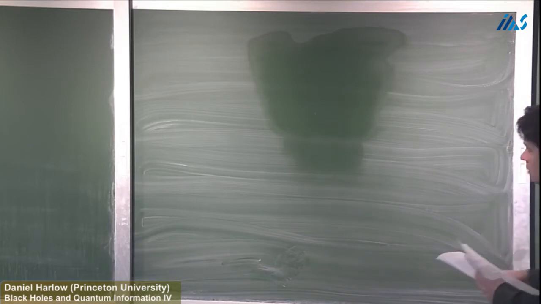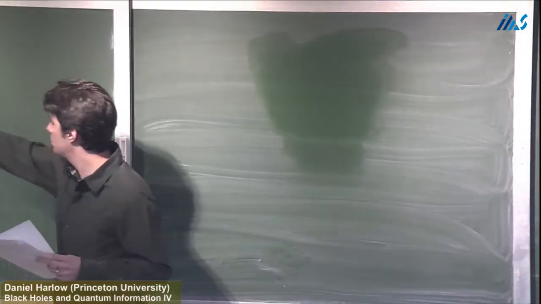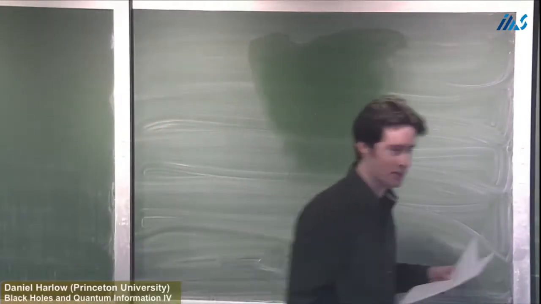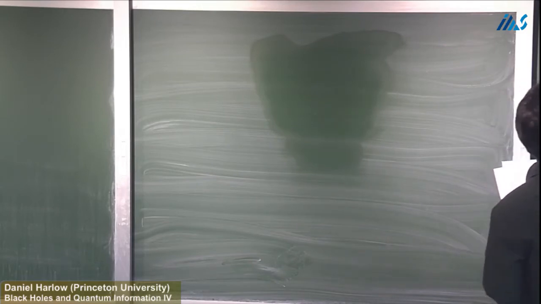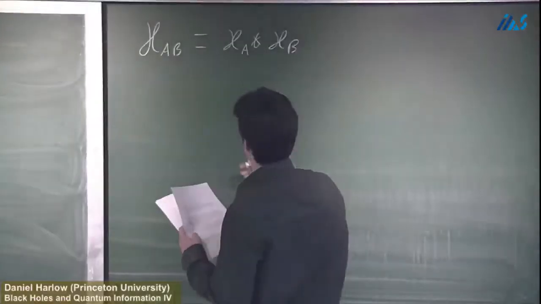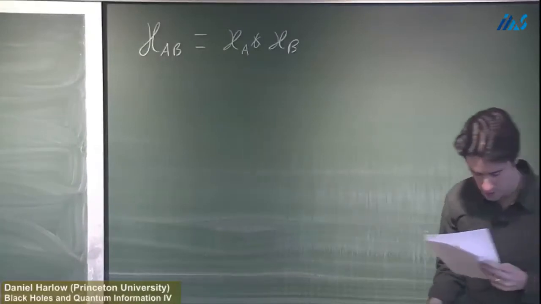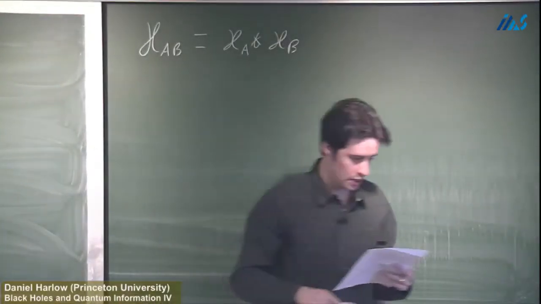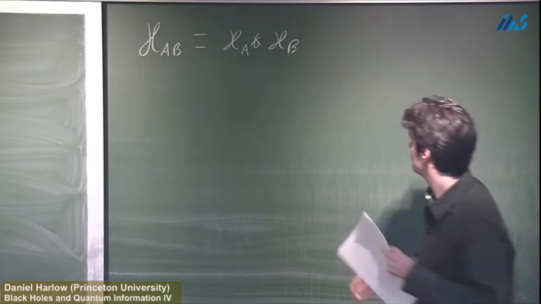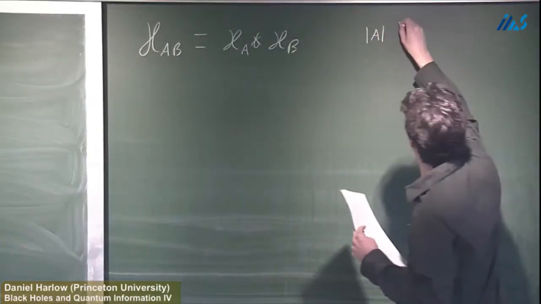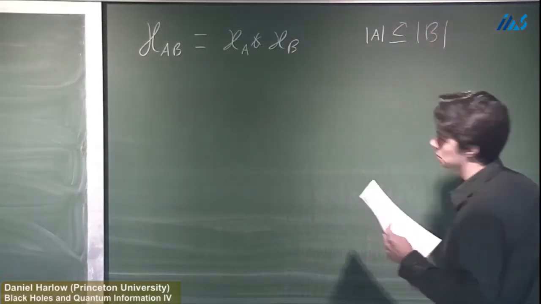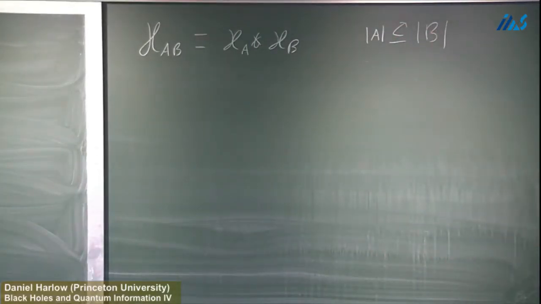Okay, so this generic situation here, where you have the Hilbert space as a tensor product of two things, is called a bipartite system. So now finally we're going to do some quantum information theory. So I'm just going to study in general for a moment, forgetting about black holes, I have some Hilbert space which is a product of two things. Without loss of generality, I'll take the dimensionality of A to be less than or equal to the dimensionality of B.